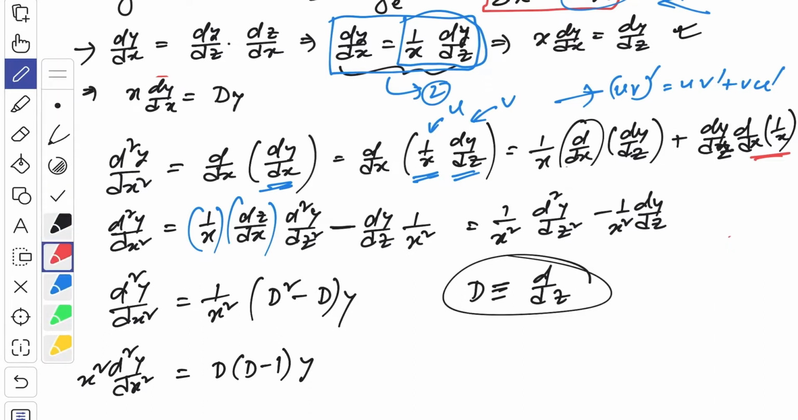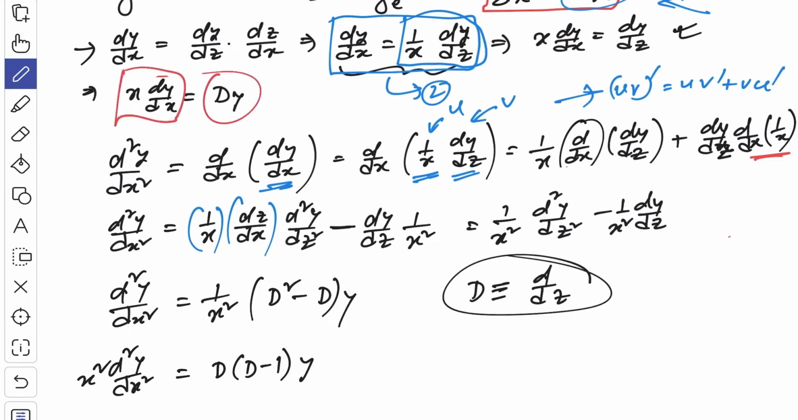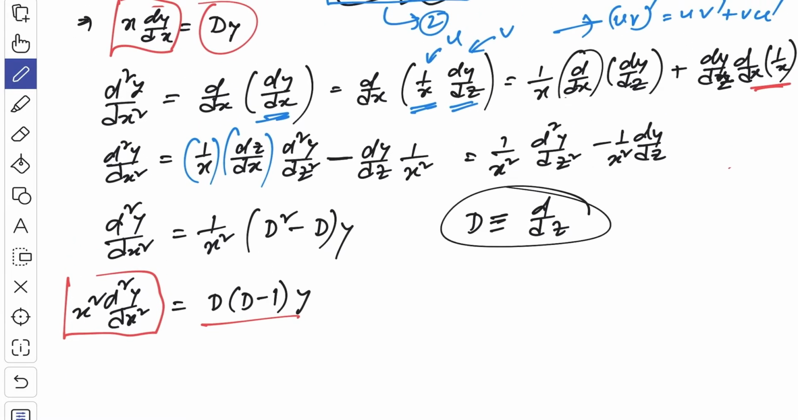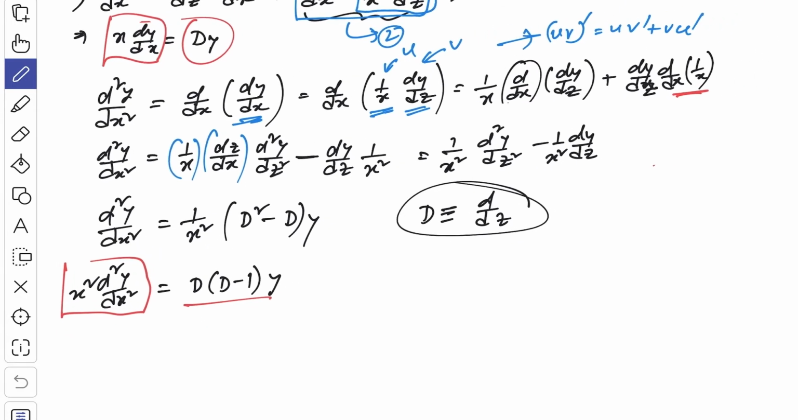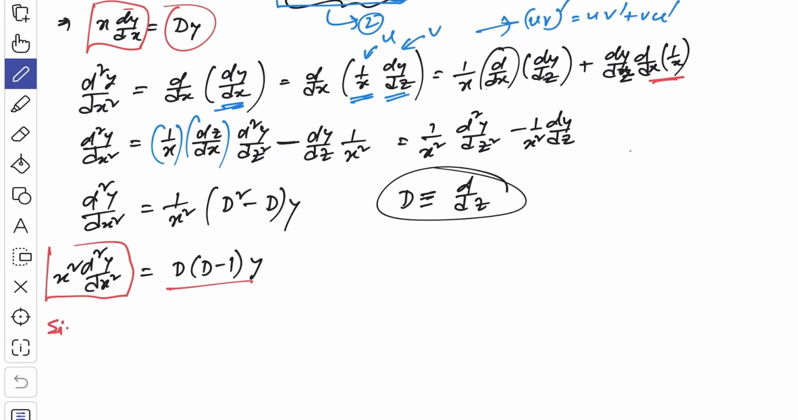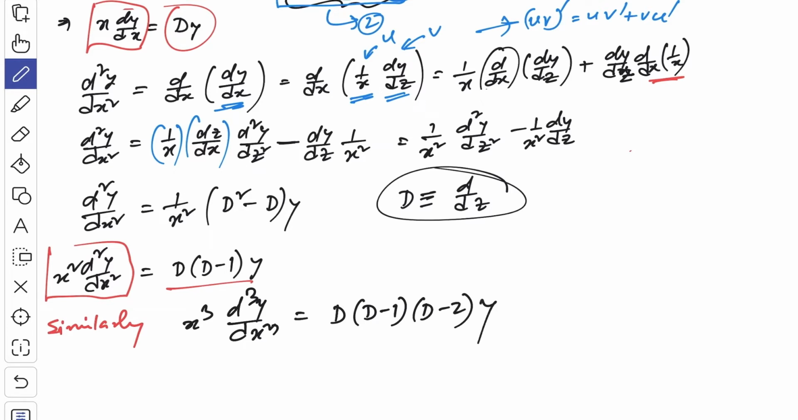So here you have got x dy by dx is equal to Dy, then x square times the second order derivative of y with respect to x is this. Similarly, you will get x cube times the third order derivative of y with respect to x equal to D into D minus 1 into D minus 2 y, and so on.